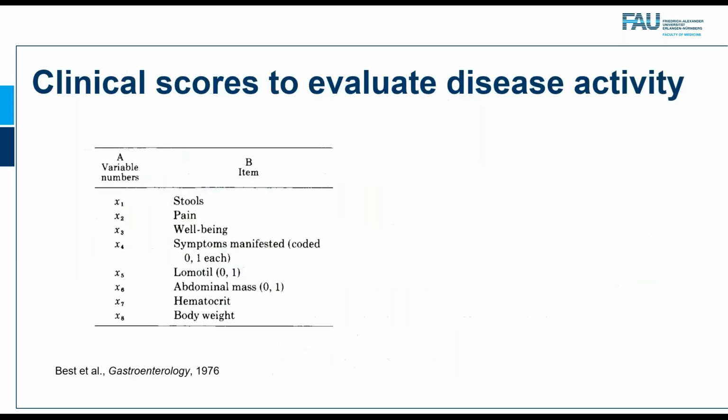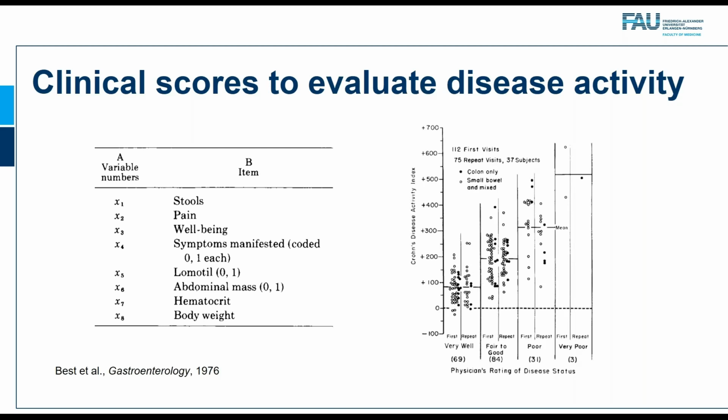For a long time, clinical scores have been used to evaluate disease activity and also monitor the response to therapy in IBD. And these clinical scores are mainly based on symptoms of patients or even the physician's rating of the disease status. Because of this, they're very subjective and also prone to error, because some patients have really severe inflammation but have nearly no symptoms, whereas other patients might have severe symptoms but don't have a lot of inflammation in the intestine.